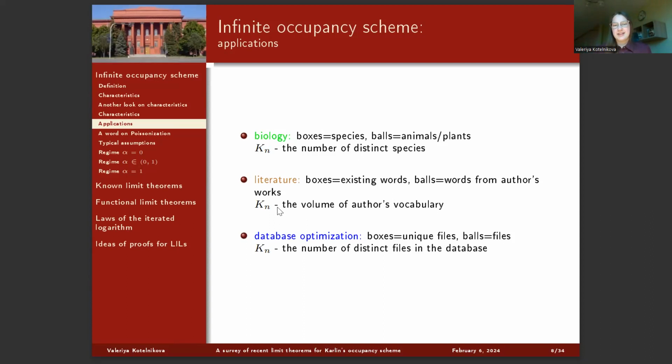And another example is database optimization. If you have some database in which you have a lot of files and those files tend to repeat, you can interpret boxes as unique files and balls just any file which you have in this database. And then the number of occupied boxes K_n would be just the number of unique files in this database. And in general, you can try to apply this infinite occupancy scheme to situations when you have some categories like species, words, unique files, and you have objects from these categories which tend to repeat, and you want to know how many unique objects you have in the sample.